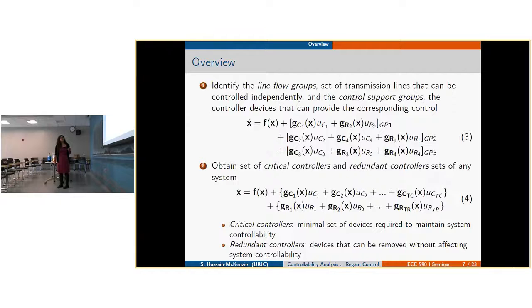And then secondly, we would like to obtain the set of critical controllers and redundant controllers. In this case, the critical controllers are the minimal set of devices required to maintain the system controllability. And the redundant controllers are the devices that can be removed without affecting the system controllability. And so this is again shown in that control dynamical equation where we have 2 sets, where we have all the critical controllers shown in the first line and all the redundant controllers, the total number of redundant controllers, or TR.